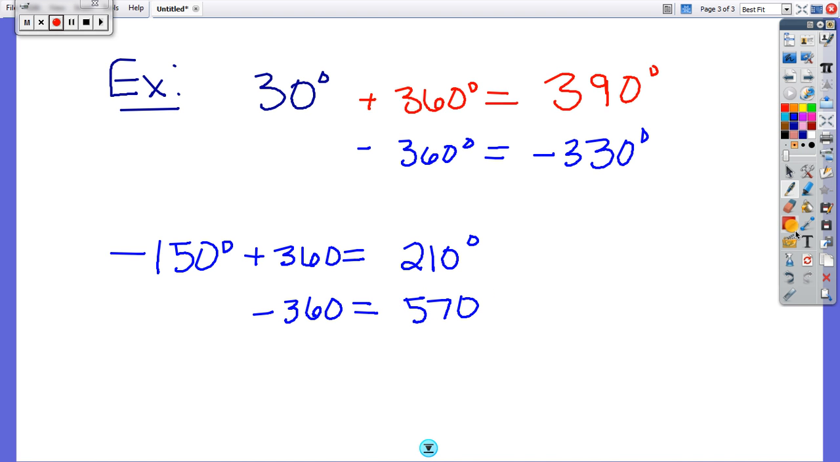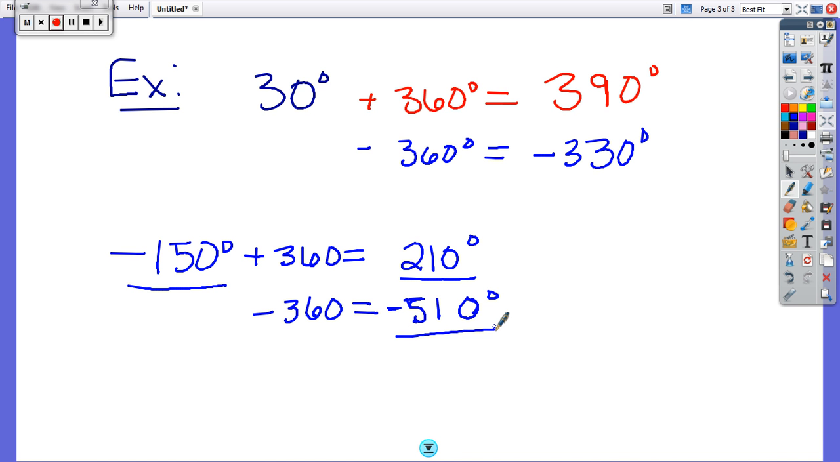No, I'm sorry, 510. I'm going to end up with negative 510 if I take away 360. So these, negative 150, 210, and negative 510 are coterminal angles.